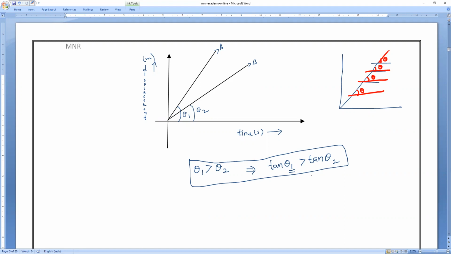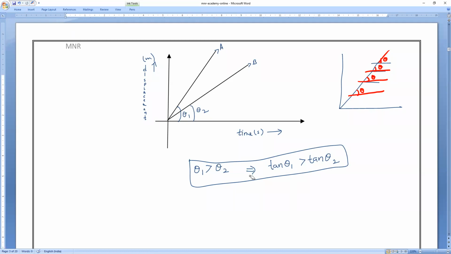Okay. Understand, Mari? Yes, sir. So that is what you have to remember. As theta increases, slope also increases. Then as slope increases, velocity also increases. To form that relation only, I am teaching you this much. Are you clear? Okay. So theta 1 is greater than theta 2, so I can say tan theta 1 is greater than tan theta 2.